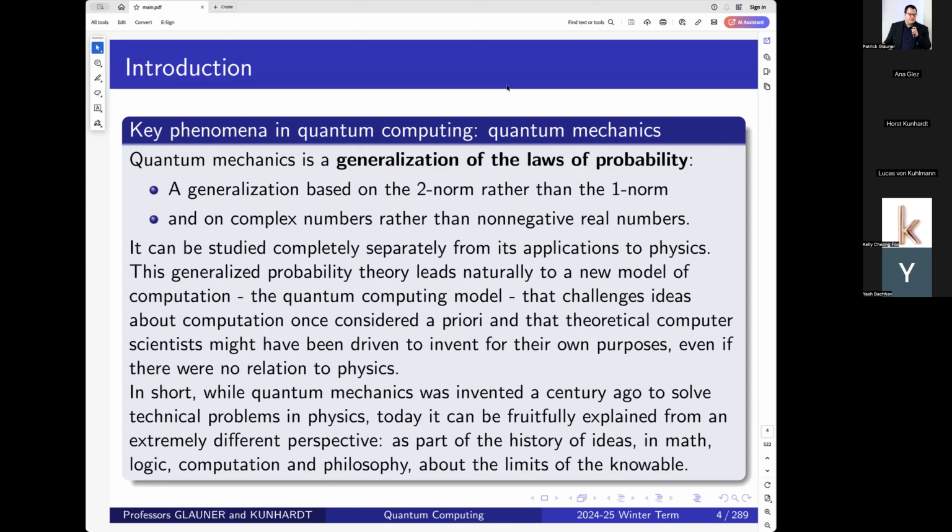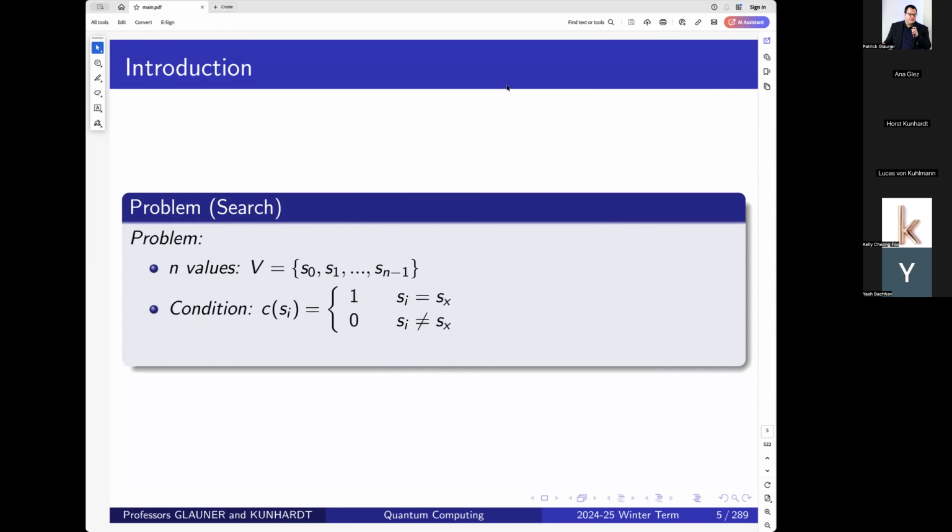But we'll still make some link to this physics in this course, not too much, but we'll see quantum mechanics largely from a perspective of computation and a generalization of the laws of probability. And now I'll have a problem for you.